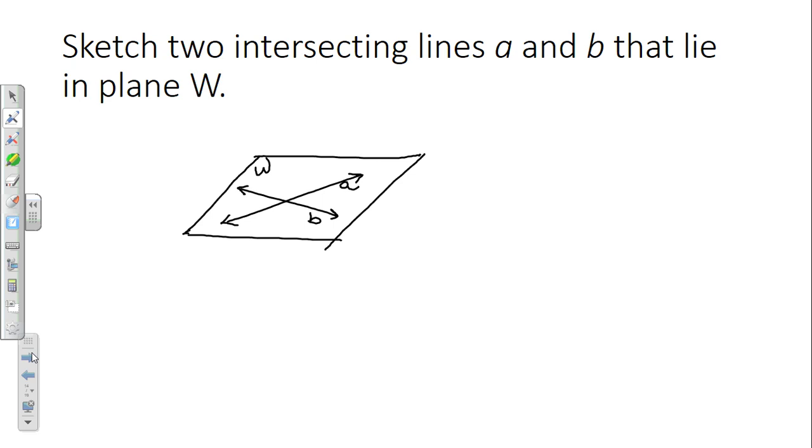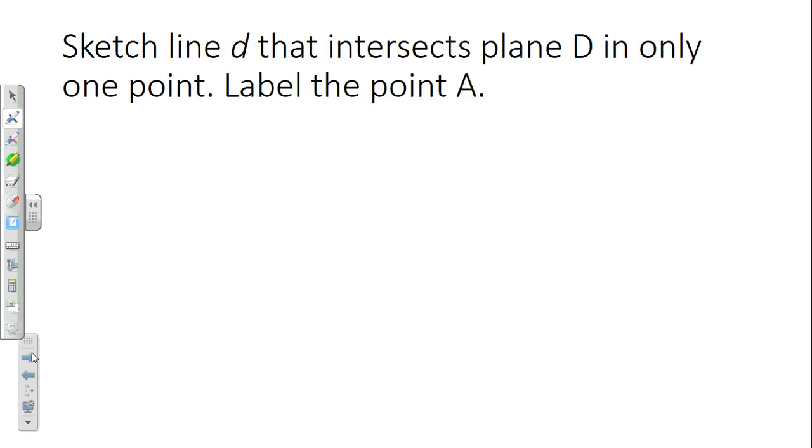Okay, next one. Now we're going to draw a line d that intersects plane D in only one point. And we're going to label that point A. So draw a plane. Anytime you see something about a plane, draw a plane. And even if your example doesn't ask for a plane and you draw it, that's okay. I won't ever take off points that you did more than you were asked to do.